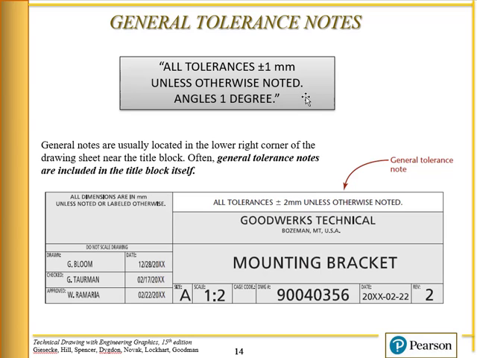This could be a general tolerancing note. If you had a note like this, it tells me that everywhere on the drawing, regardless of whatever the feature is, here's the tolerance, plus or minus 2 millimeters. That is a general tolerancing note.